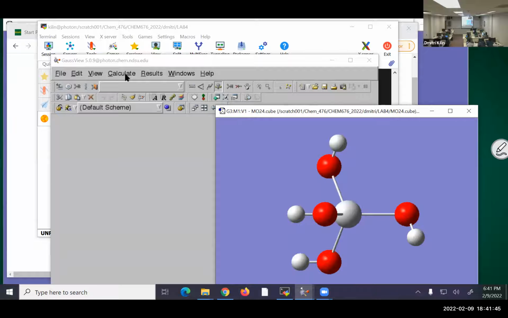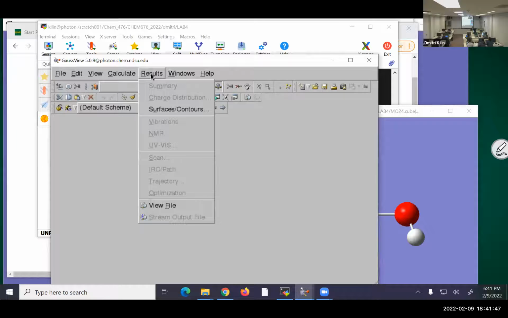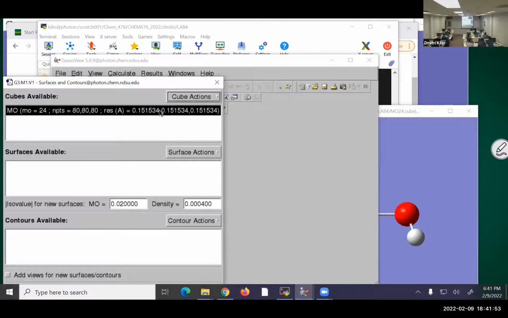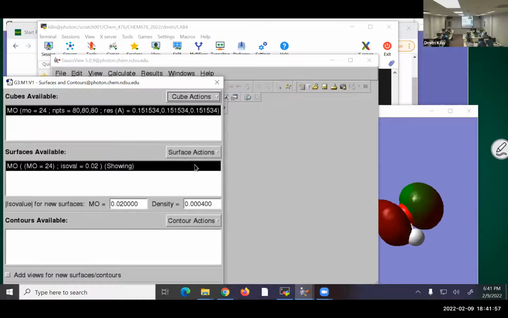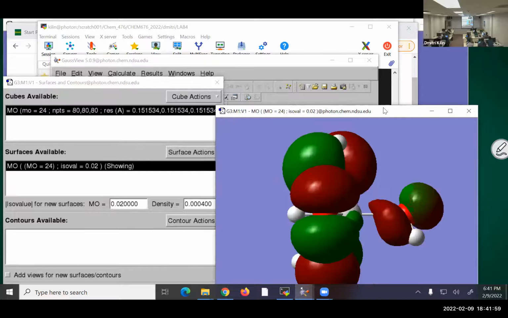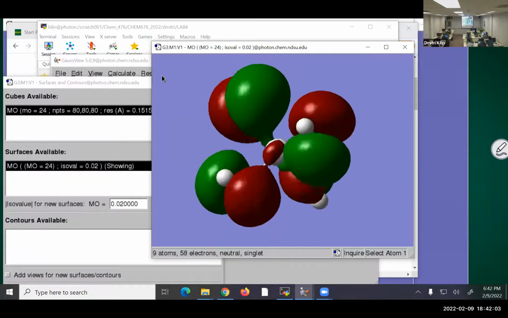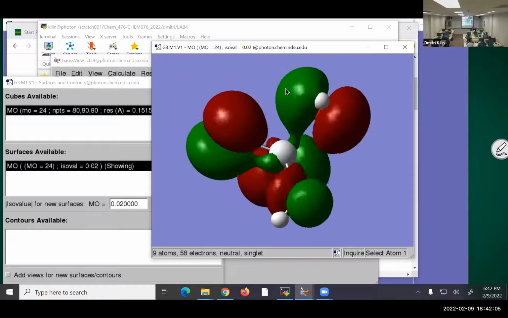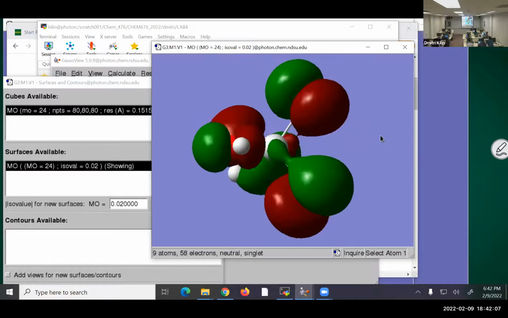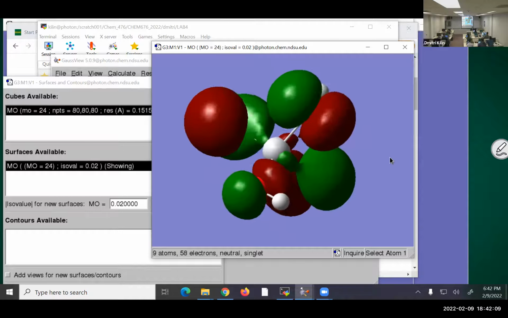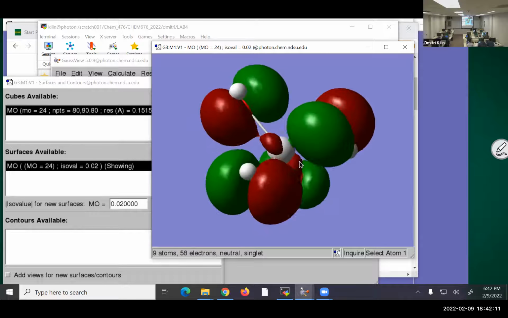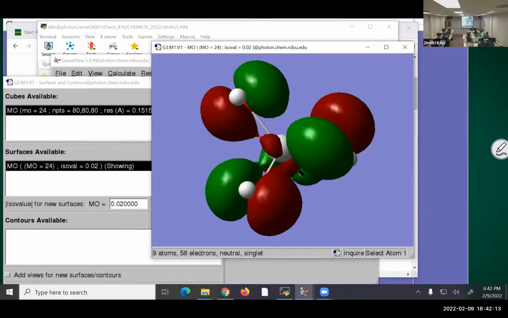and go into results which will give me option for surfaces contours. So it shows surface action, new surface. So after this, I am getting something that looks like cloud. So please try to reproduce it, and I will say a few words.